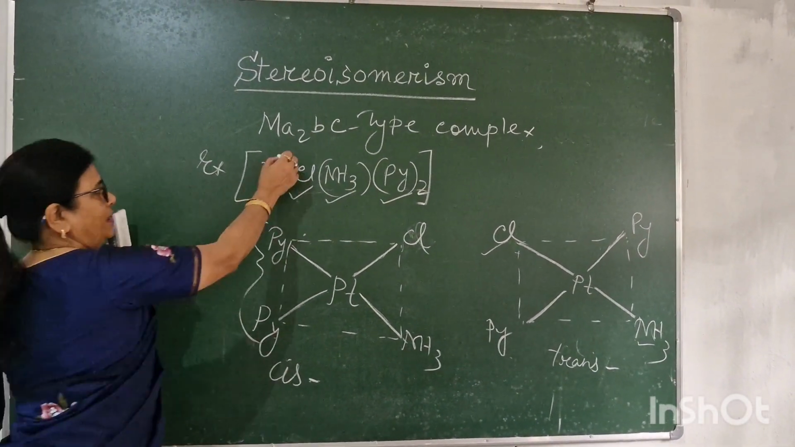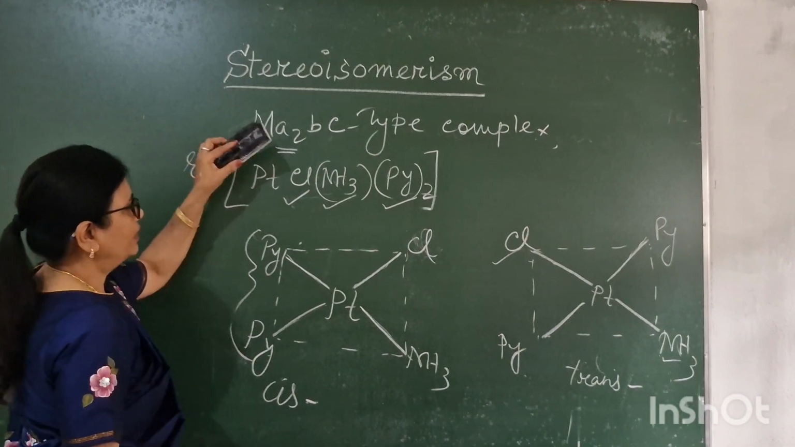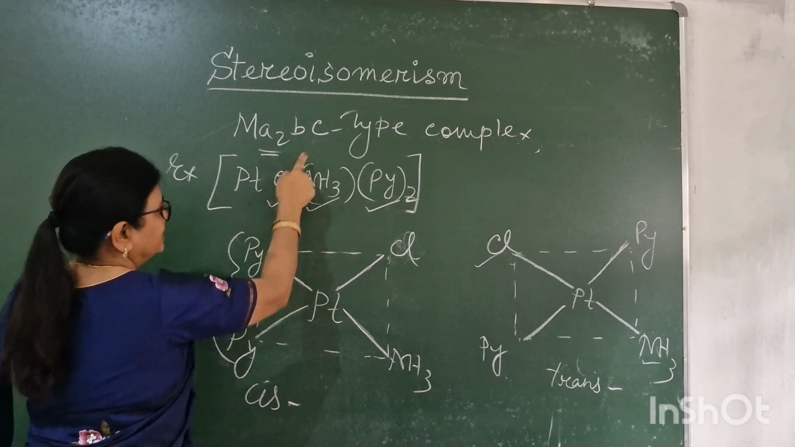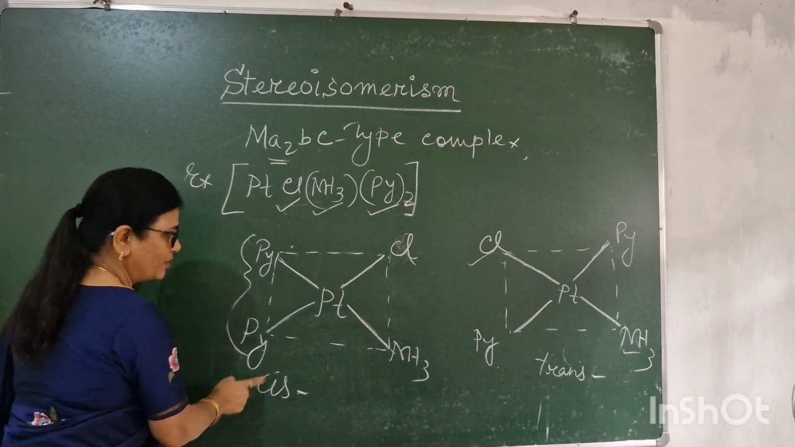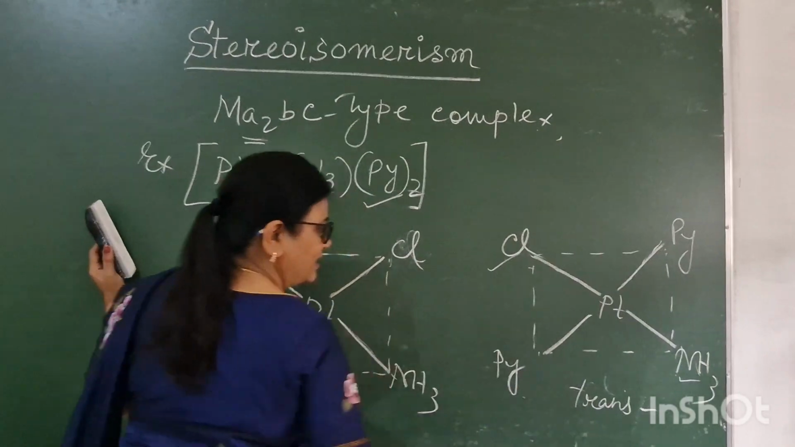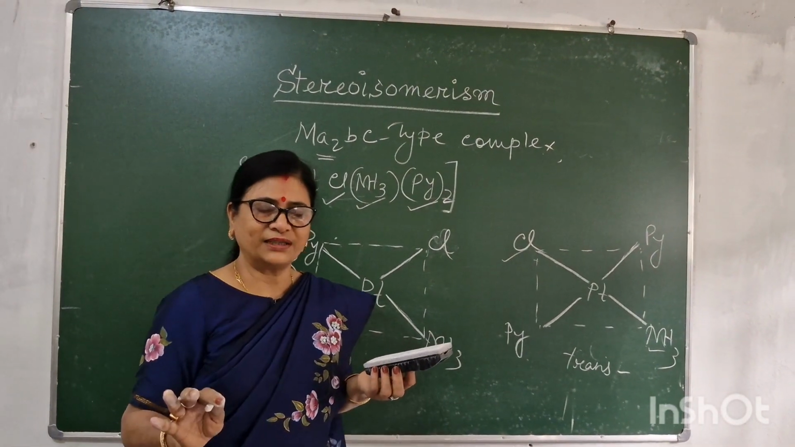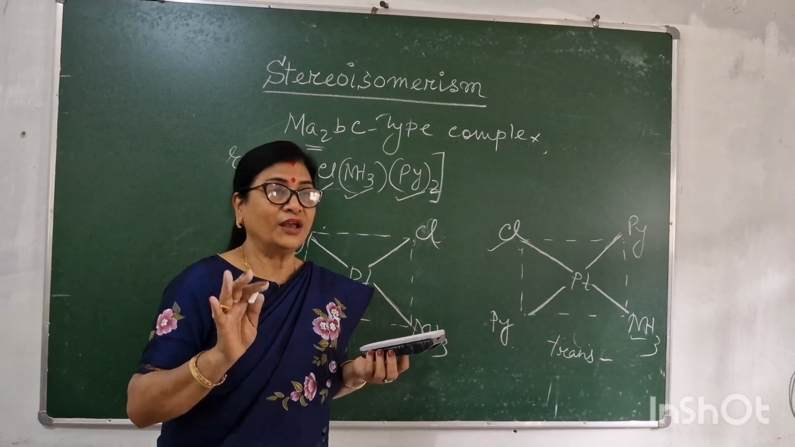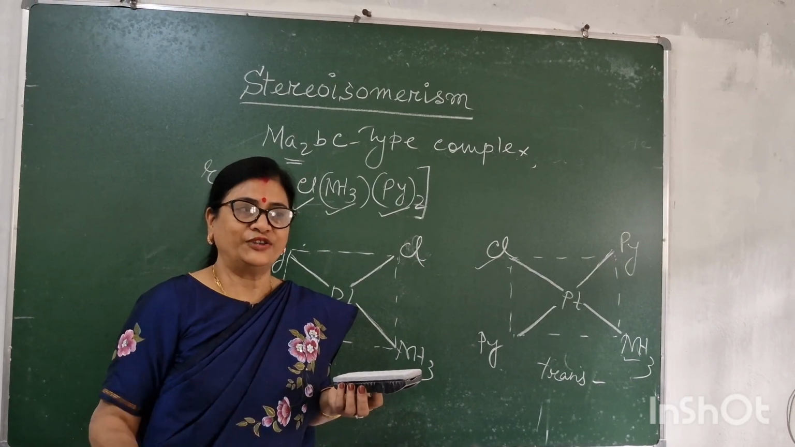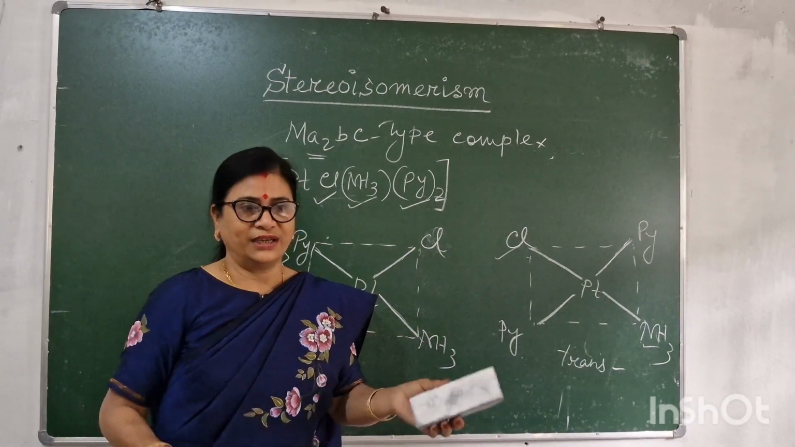That means when only 2 ligands are the same and the other 2 are different, this is called A2BC. So here A2 is py2, and B is this, C is this. Then you can write the cis complex like this, where the same ligands are in adjacent positions, or the same ligands are in opposite positions. But one important thing is that the complexes having coordination number 2 and 3 do not show geometrical isomerism because the positions of the ligands are adjacent to each other.